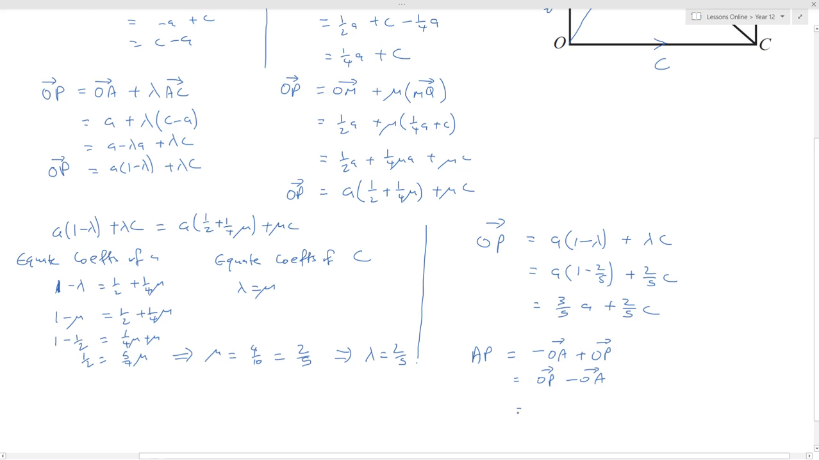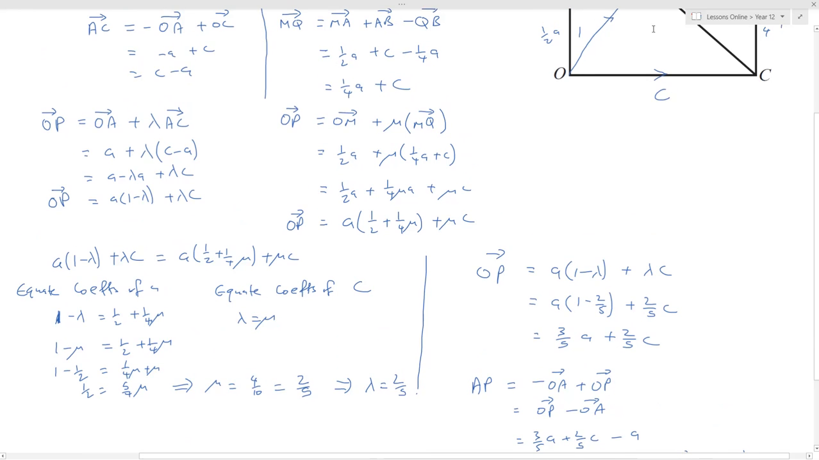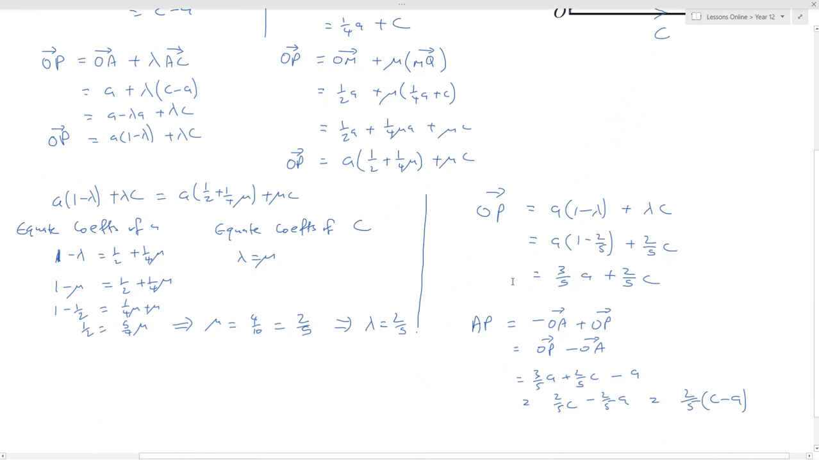You've got OP now, which is 3/5 of A plus 2/5 of C minus OA, so minus A, and when you work that out it gives you 2/5 of C minus 2/5 of A equals 2/5 of C minus A, which is marvelous. And that is, so if we look up here, AC is C minus A, so AP is 2/5 of that, which means you're left with 3/5 for the rest of it. So it's a ratio of 2 to 3. Job done.